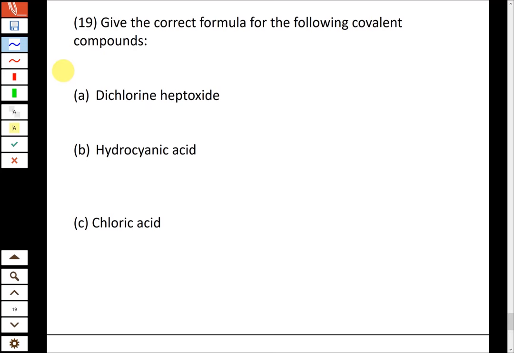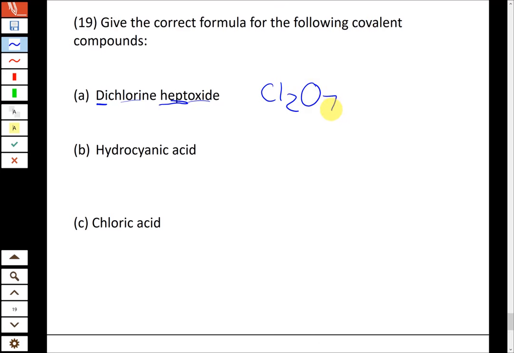So dichlorine heptaoxide. So if we're dealing with these prefixes, then that should cue us in. This is a covalent compound. A binary covalent compound is the one that uses prefixes. And moreover, it's chlor, which is chlorine, ox, which is oxygen. Those are both nonmetals. So we don't even need to really look at the periodic table for this. We can just use the prefixes to directly translate them into the subscripts in the formula. So di means 2, so that means we have Cl2. Hept means 7, so that means we have O7.